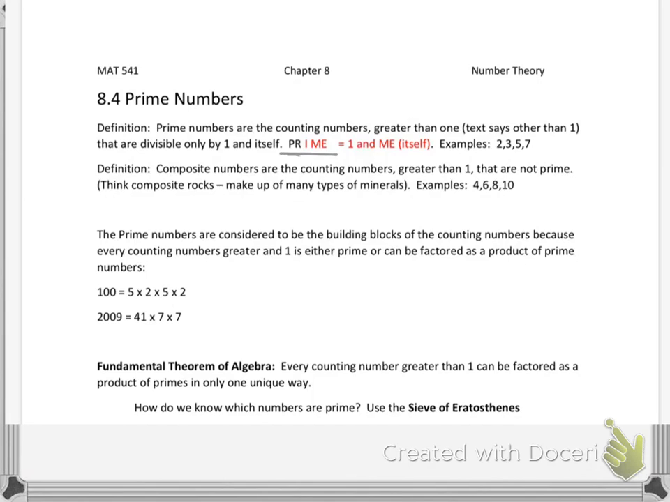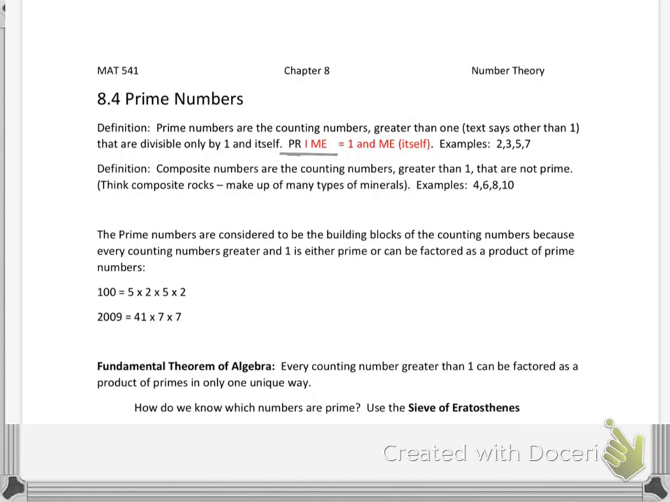Okay, 6 is 1 times 6. That would make it prime. But then you also have 2 times 3, so not prime. 8 is 1 times 8. That's a candidate for prime. But now you have 2 times 4 as well. And 10, 1 times 10, but then you also have 5 times 2. So composite numbers have factors other than just 1 and itself.